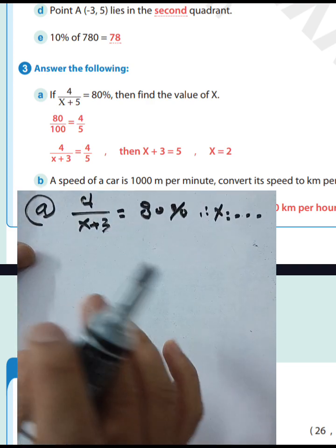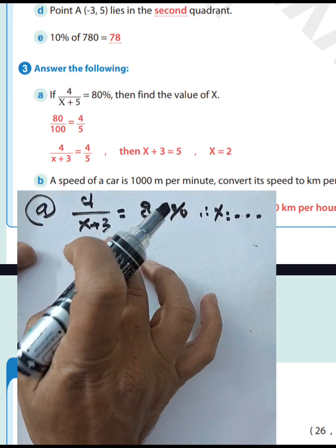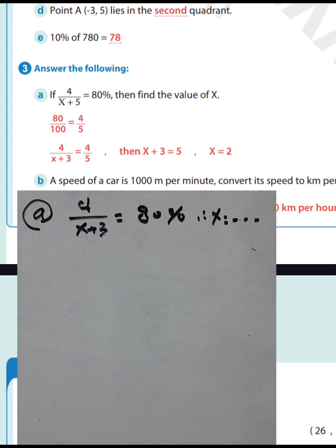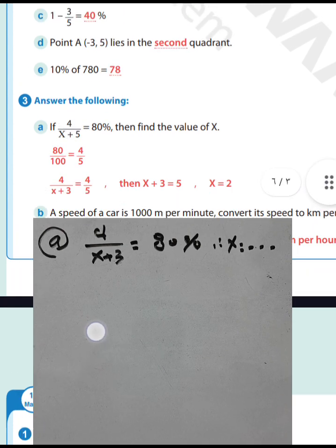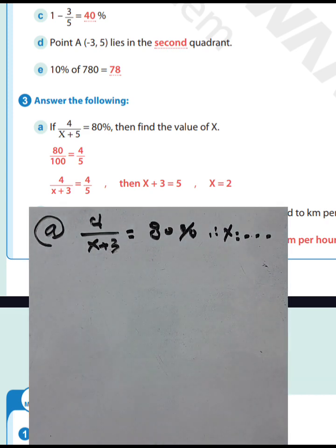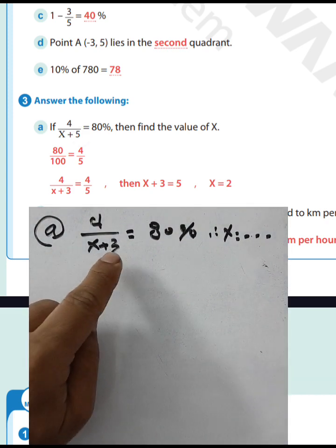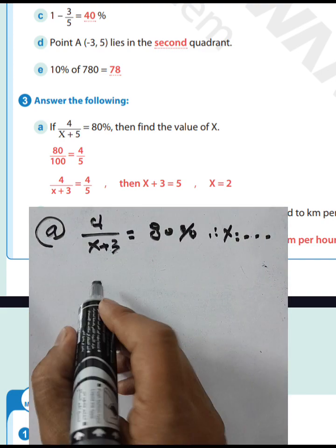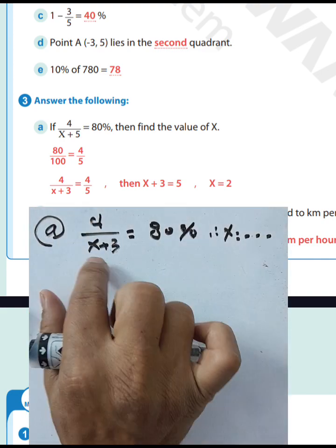Okay, but if we have here x plus 5, then the value of x will be what? X will be 0. Understood? Okay, my students, the result he solved here, x equals 2, because he changed from 5 to 3. He wrote 5 in the question, but he changed it from 5 to 3, then x will be 2. Okay, I will solve this example by 4 over x plus 3 equals 80%.